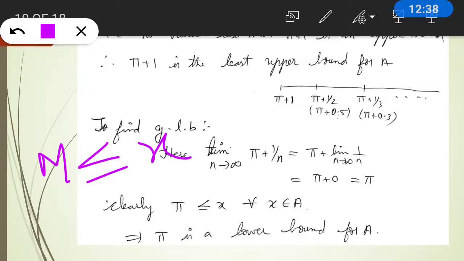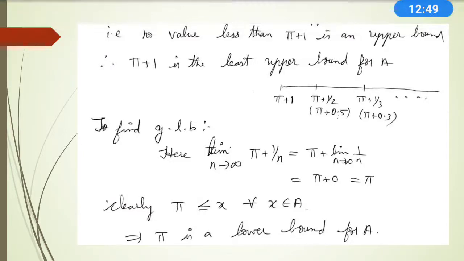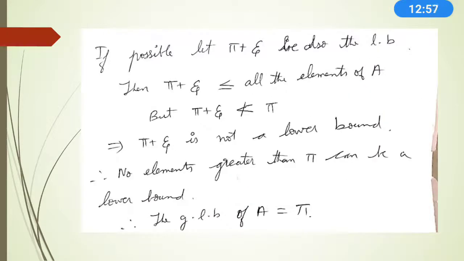That means the set is bounded below and M is a lower bound. Here, by that definition, my pi is the lower bound. Now, since you have to prove it theoretically, I am going to take pi plus epsilon also as a lower bound. That means pi plus epsilon must be less than or equal to all the elements, but my pi is the least of all the elements. I cannot have pi plus epsilon to be lesser than pi.